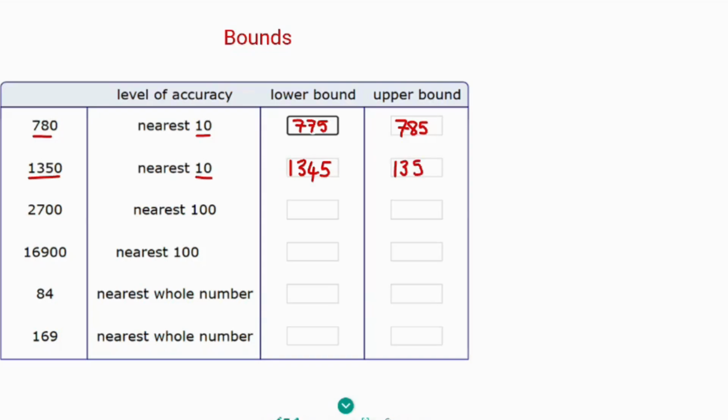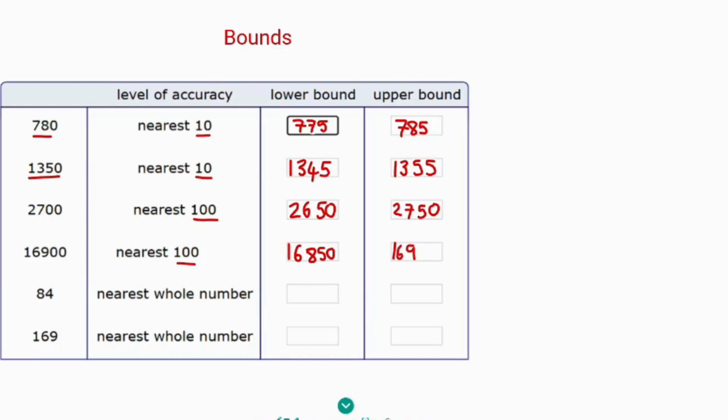If you want to recap this topic in more depth, there is a recording in the foundation section on this topic. So to the nearest 100, half of 100 is 50. So your upper bound is 2,750. Lower bound, 2,650. Half of 100 is 50. So your lower bound is 16,850.